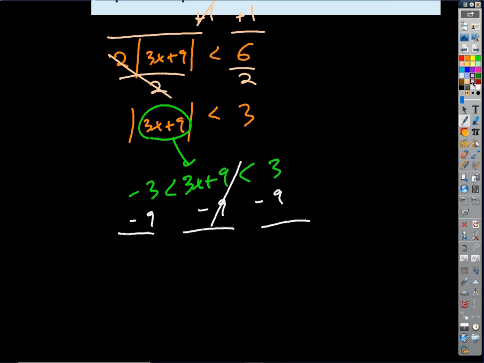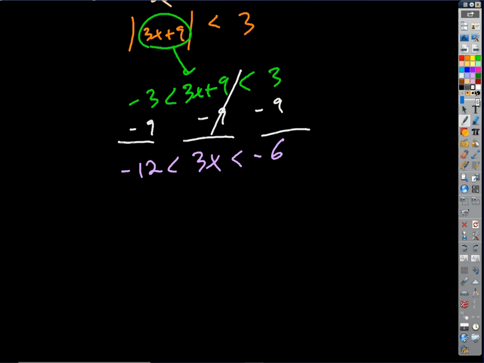So that's going to give us 3x in the middle. Negative 3 minus 9 is negative 12. 3 minus 9, negative 6. And then finally, we divide everything by 3. That's going to give us x in the middle, which is what we wanted. We isolated the x. There it is, right? X is greater than negative 4 and less than negative 2.